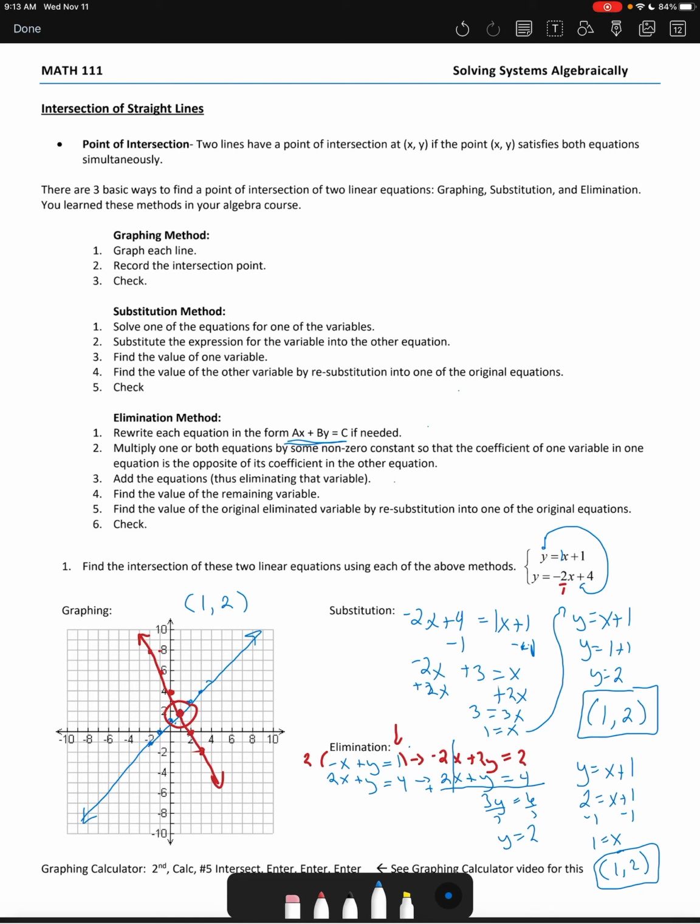Now we can do these on a graphing calculator as well, and I will show you that in a separate video. So there's a separate video that shows the graphing calculator steps for this.